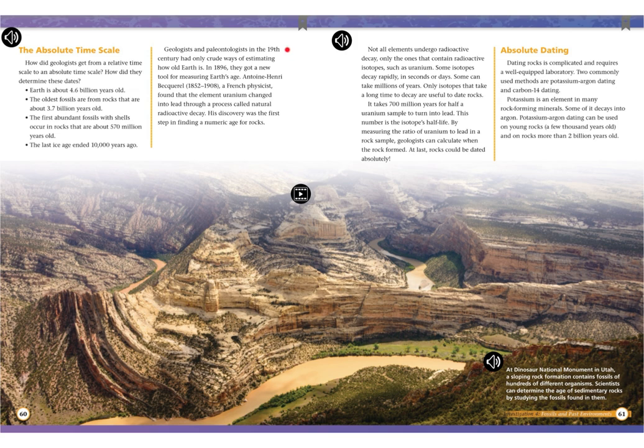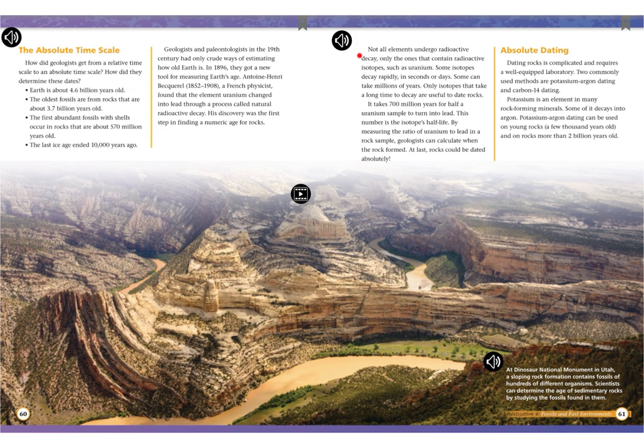Geologists and paleontologists in the 19th century had only crude ways of estimating how old Earth is. In 1896, they got a new tool for measuring Earth's age. Antoine Henri Becquerel, from 1852 to 1908, a French physicist, found that the element uranium changed into lead through a process called natural radioactive decay.